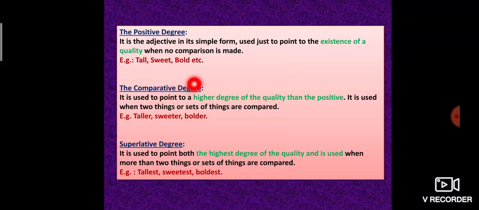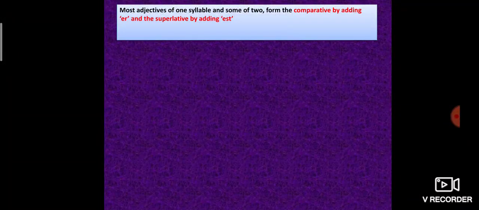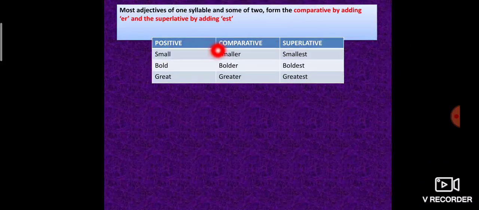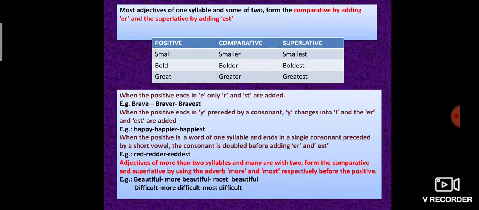The positive degree of an adjective is the adjective in its simple form. Most adjectives of one syllable and some of two syllables form the comparative by adding er and the superlative by adding est. Let's see, for example: small, smaller, smallest; bold, bolder, boldest; great, greater, greatest. By adding er and est, the comparative and superlative adjectives are formed. When the positive ends in e, only r and st are added. For example, brave, braver, bravest.